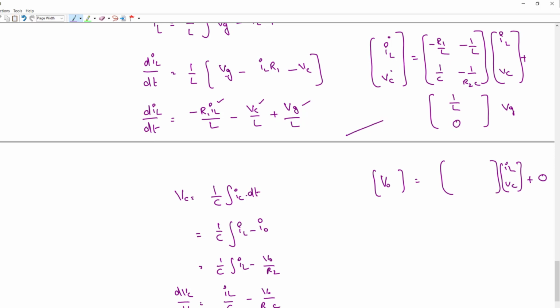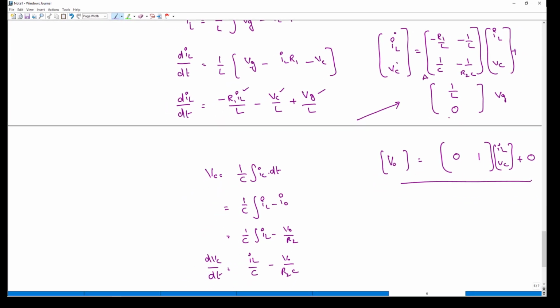So this is done. Now the output is equal to V naught equal to Vc only. There is no IL term, so it is 0, 1. This term is 0. So this you take as A, this you take as B, this you take as D. Okay, this much simple it is.